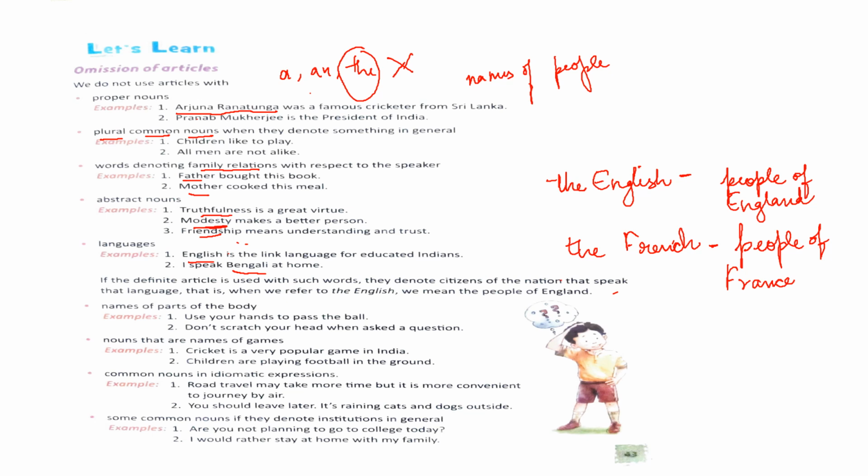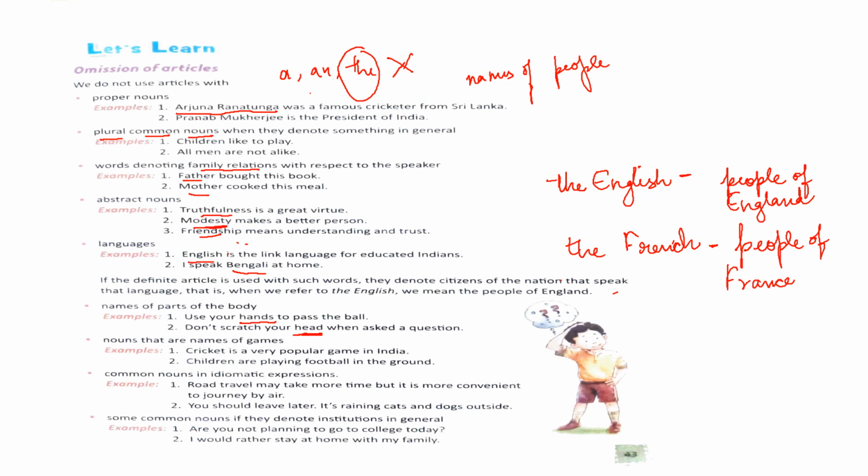Next is names of parts of the body. You do not use any articles with names of parts of the body. "Use your hands to pass the ball." Now hands is a part of our body, right? But we do not use any articles. "Don't scratch your head when asked a question." Head again is a part of the body. You do not use any articles with it either.